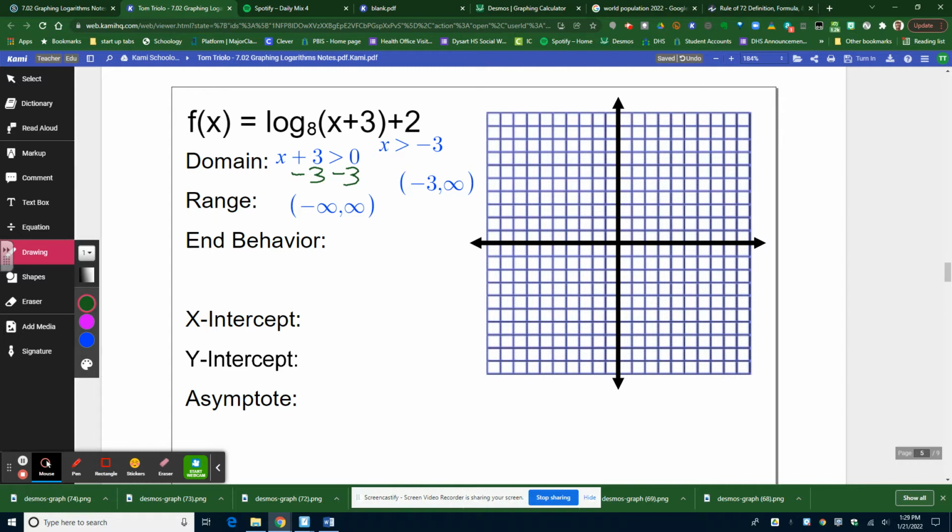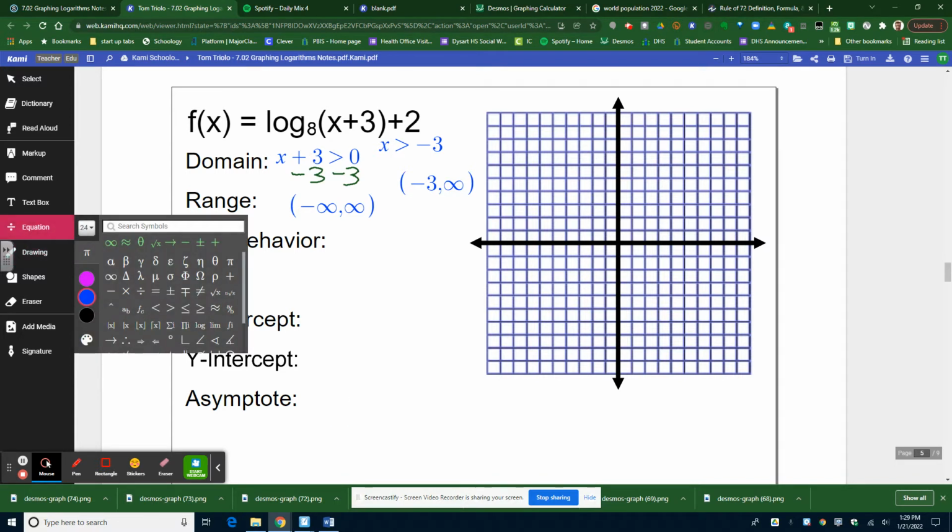All right. Let's hold on to end behavior. So now we're going to drop down to asymptote. My asymptote is where my domain starts. It is an equation. It's a vertical line, so it should always be x equals, in this case, x equals negative 3.